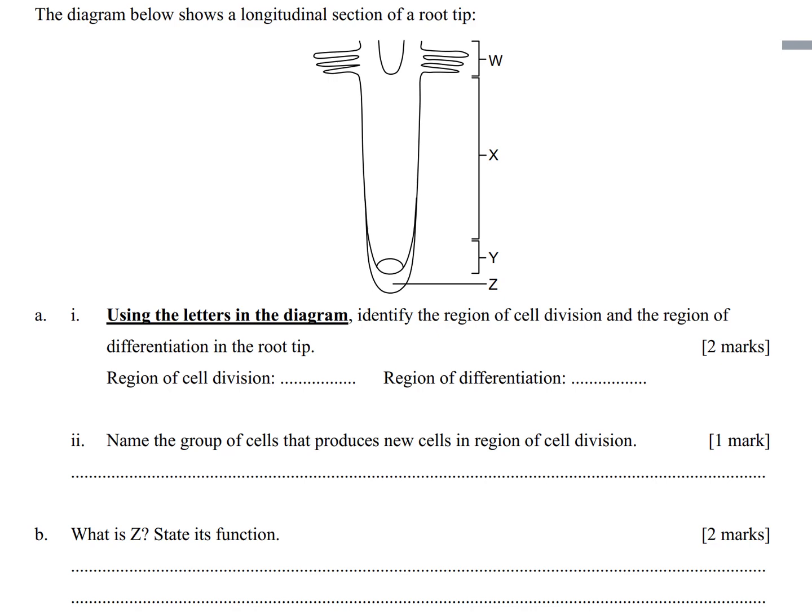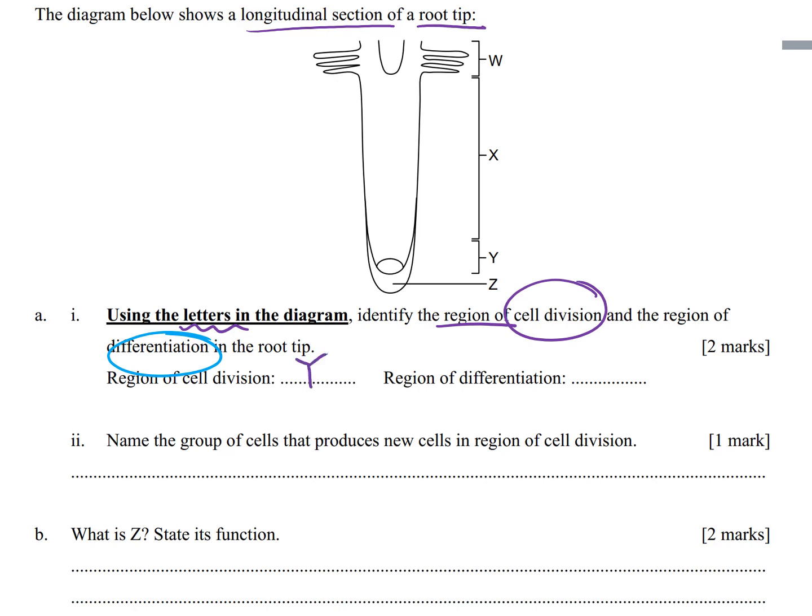The diagram below shows a longitudinal section of a root tip. Using the letters in the diagram, can you identify the region of cell division, and also the region of differentiation in the root tip? Where is the cell division region? It should be on Y.